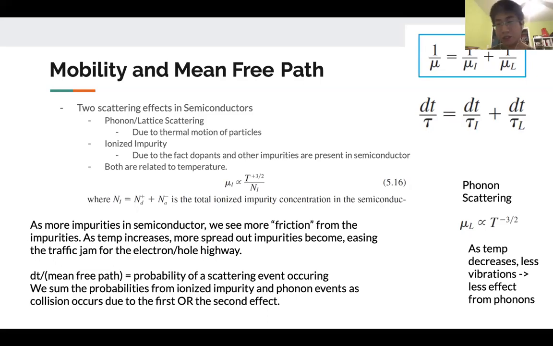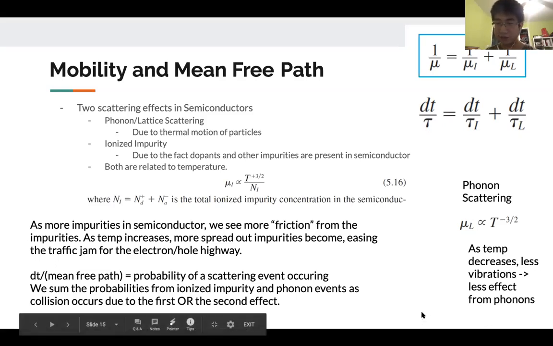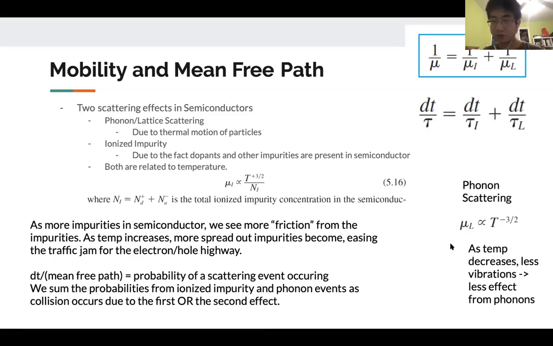mobility is less. And for phonon scattering, as temperature decreases, there's less vibrations, right? So as the guy's swerving around slower, right? Then you'll be able to get to your location faster.